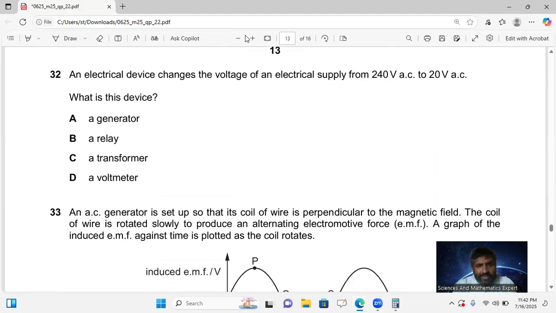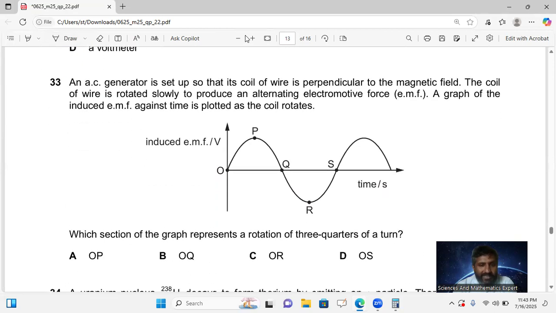An electrical device changes the voltage of an electrical supply from 240 volt AC to 20 volt AC. It means it is a transformer, because it is doing a step down activity. So it should go with the transformer, because a transformer can step up and step down.